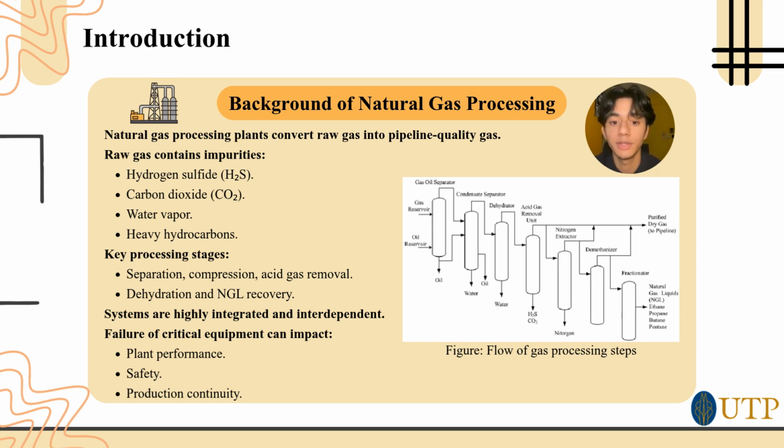However, raw natural gas contains several impurities such as hydrogen sulfide, carbon dioxide, water vapor, and heavy hydrocarbons. These impurities must be removed through multiple processing stages, including separation, compression, acid gas removal, dehydration, and natural gas liquids recovery. But because these processes are highly integrated and interdependent, the system is very sensitive to failures. Any failure in critical equipment can significantly affect plant performance, compromise safety, and disrupt production continuity.